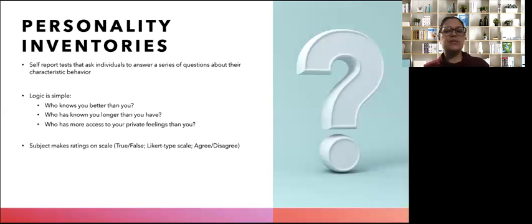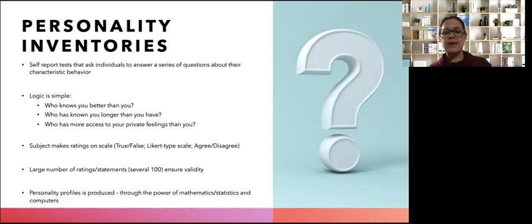So the individual scores each answer based on a scale of some type, whether it's true or false, some sort of number Likert type scale, so 1 to 5, or Likert scales, agree to disagree, or likely to unlikely, and things like that. So it's usually on a scale that you're rating. And these tests often consist of several hundred questions to increase the level of validity. So from these answers, personality profiles are produced by inputting the answers in and running various statistical analyses on the scores. Okay, so that's how we use the inventories.